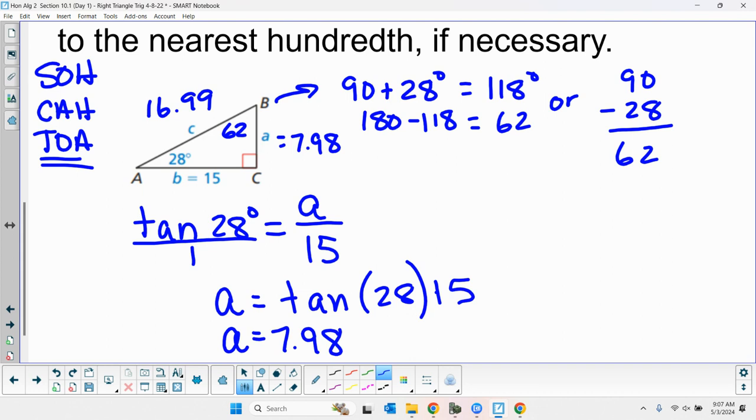So we just solved that triangle. We found 3 missing pieces, right? That's what we had to find. Questions? Okay.